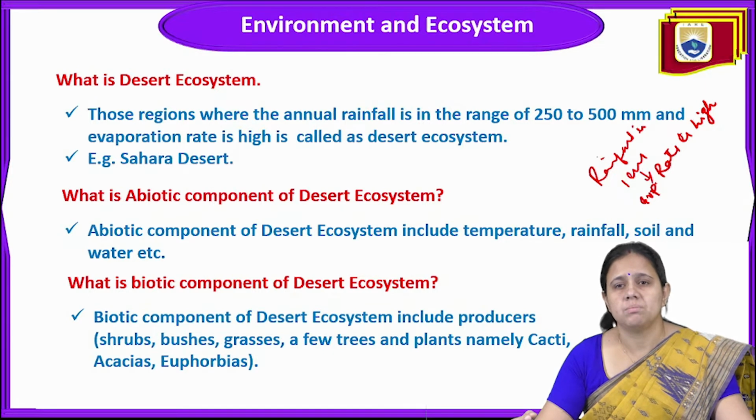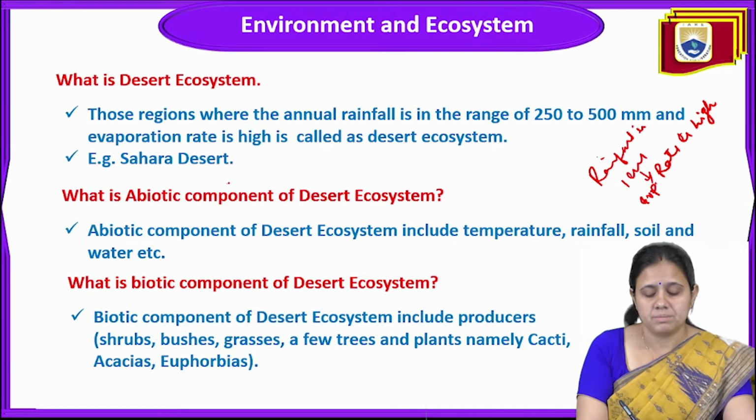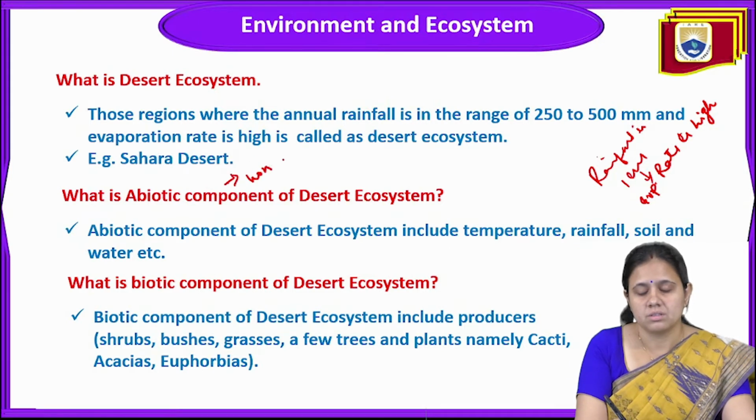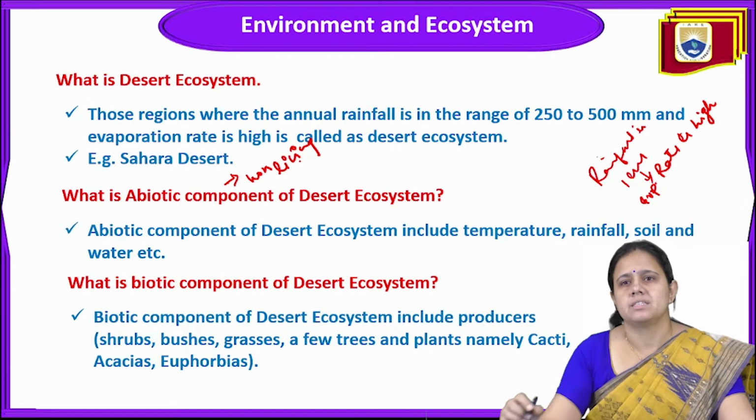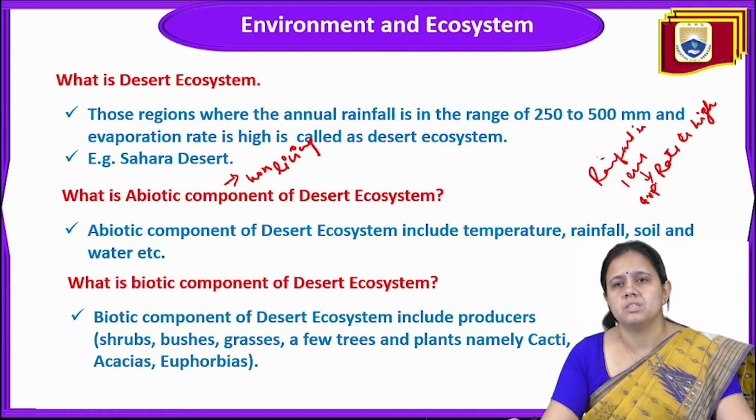And next thing is the basic components of this desert ecosystem. What are the living and non-living components in this desert ecosystem? So first of all, abiotic components, meaning non-living components of this desert ecosystem. So the non-living components of this desert ecosystem are temperature, rainfall, soil and water.